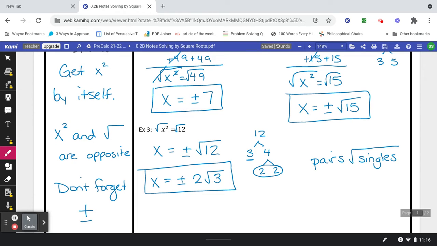And both of those are just decimals, so if you wanted to check your answer, you could type in the square root of 12 into your calculator, and then you can type in 2 square root of 3 into your calculator. They should get you the same decimal.